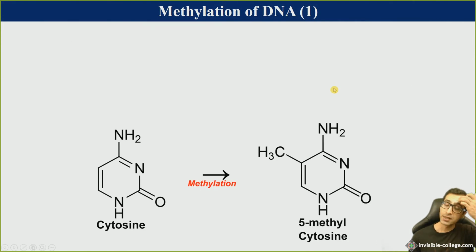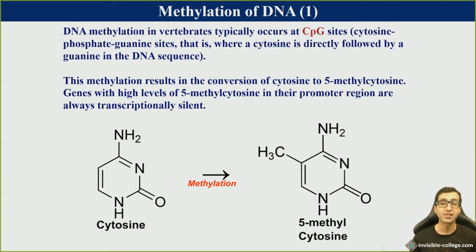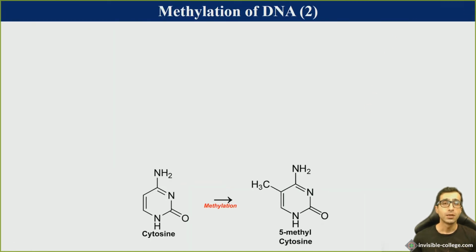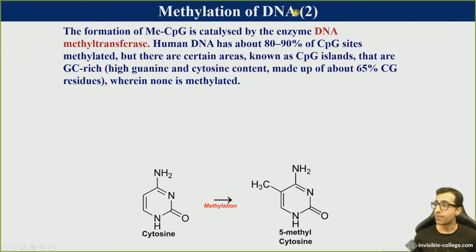Now in contrast, the methylation of DNA in vertebrates typically occurs at the cytosine-phosphate-guanine sites, or CpG sites. So this methylation results in the conversion of cytosine to 5-methylcytosine. Now genes with high levels of 5-methylcytosine in the promoter regions are always transcriptionally silent. In other words, they are not transcribed. Now the formation of 5mCpG is catalyzed by the enzyme DNA methyltransferase.